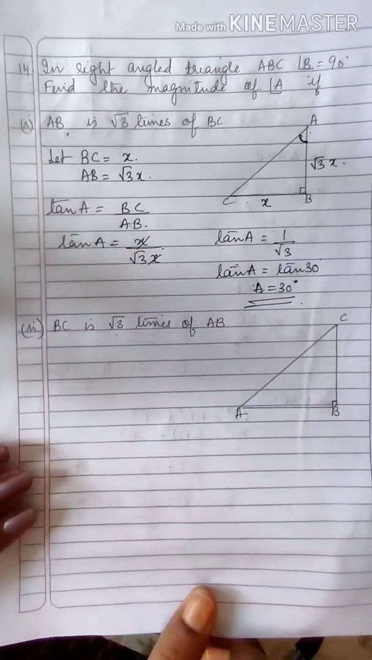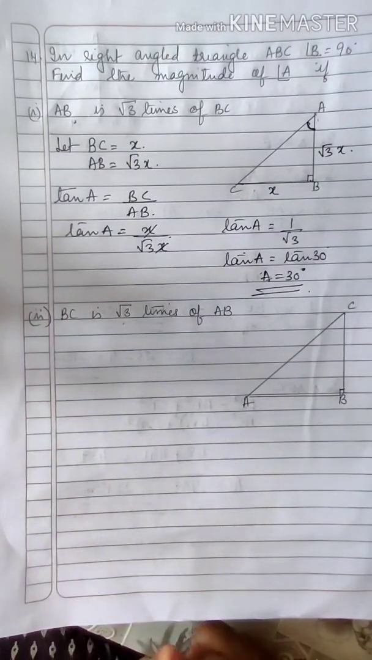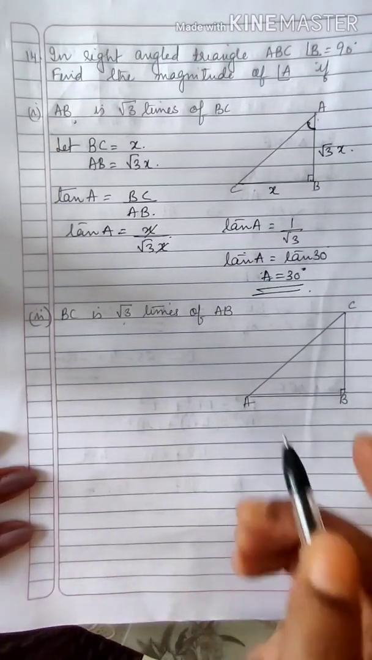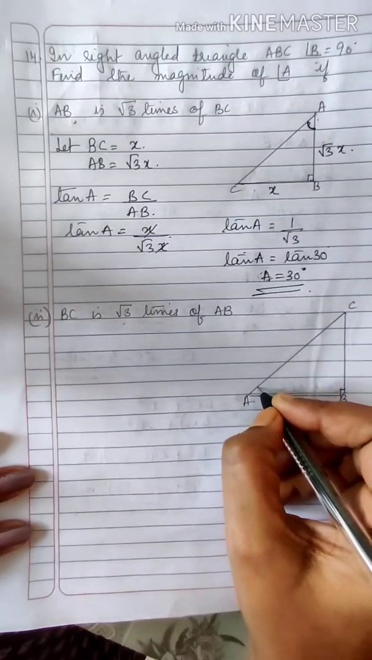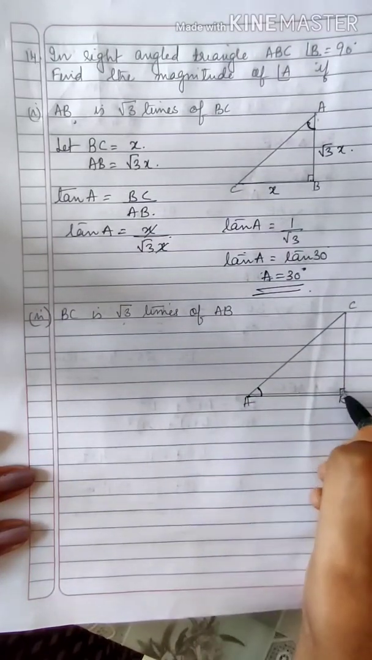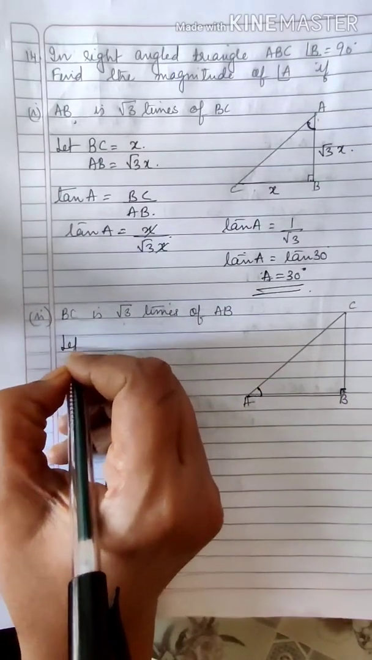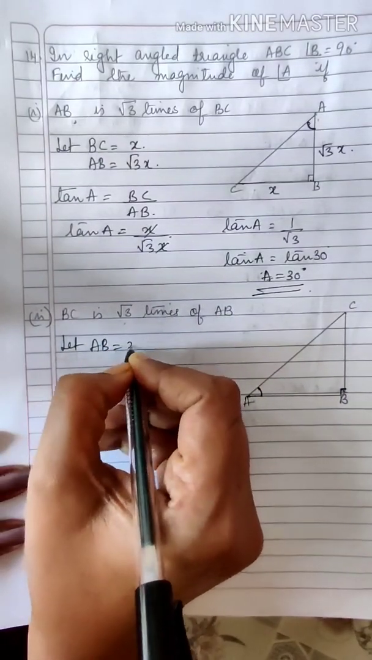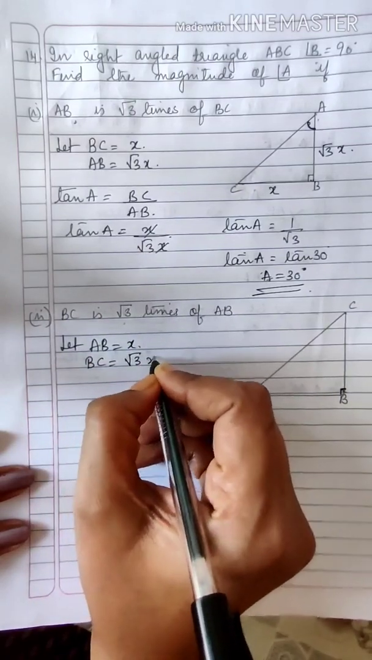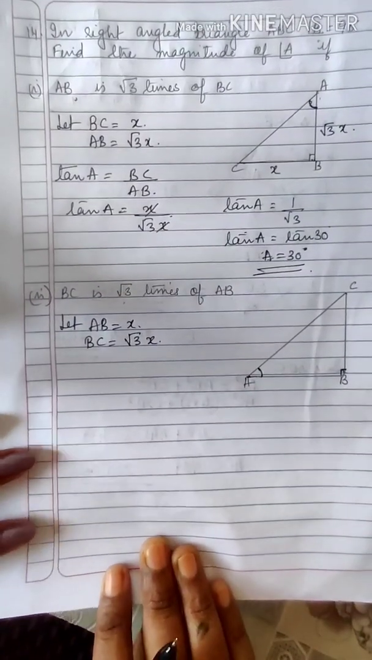Now the second part of the question, the condition is BC is root 3 times AB. Here also you have to find the magnitude of angle A. So you have to find this angle A. This is a right angle triangle which is right angled at B. So here I will take AB as x and BC is expressed as root 3 times x. So BC will become root 3x.